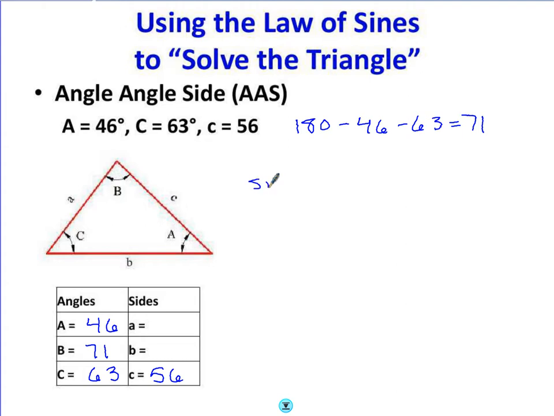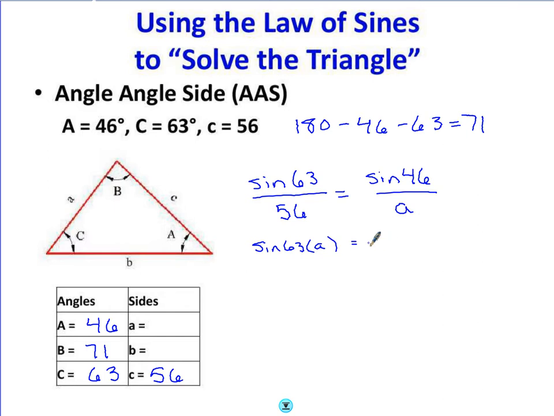So the sine of 63, because that's angle C, over side C, which is 56. And then we're going to just pick one to find our missing side, so we'll do A first. The sine of angle A, which is 46, over whatever side A is. We don't know. We have two fractions equal to each other, so we're going to cross multiply. So sine of 63 times A is equal to sine of 46 times 56. And then to solve this, we would divide by sine of 63. You're going to do that part in your calculator.